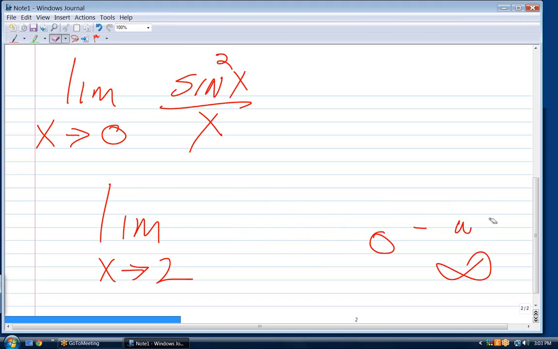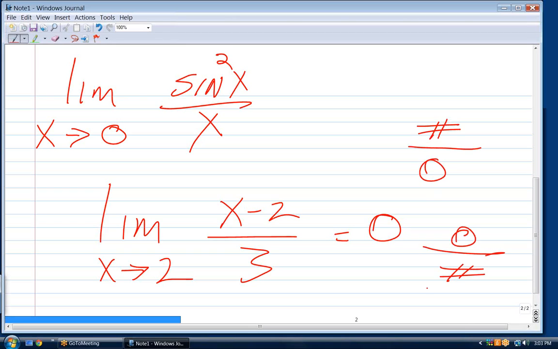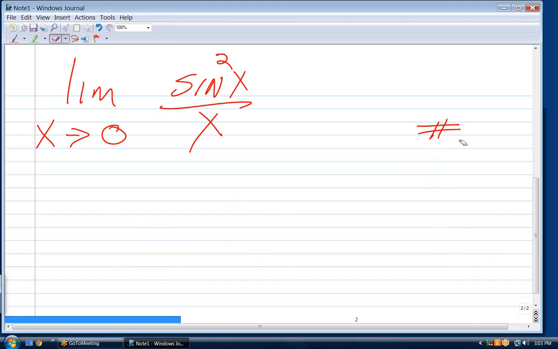What is the limit of x minus 2 over 3 as x goes to 2? That's just 0, right? Okay. So any limit that is a number over 0, that's undefined, or if it's 0 over any number, that's 0. So limits are easy except for one case. And that's 0 over 0.